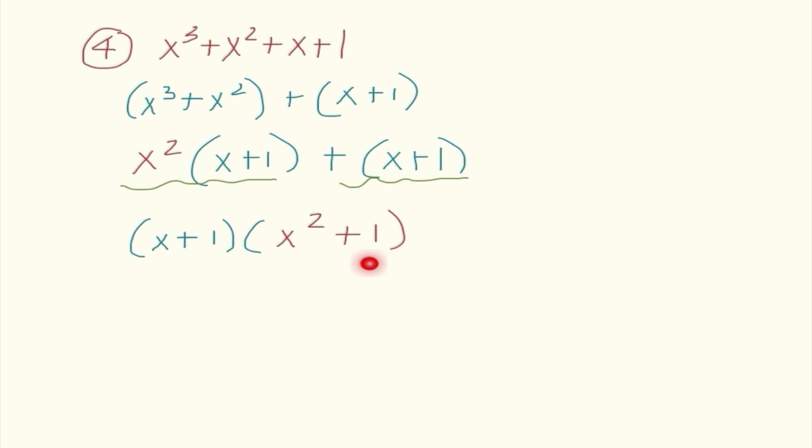Now I need to look at these 2 and see if there's anything we can do further. X plus 1 is linear, so I know I'm good. This quadratic, I know I cannot factor this because this is addition. There are no factors of positive 1 that add up to be 0. So my final answer here is x plus 1 times x squared plus 1.